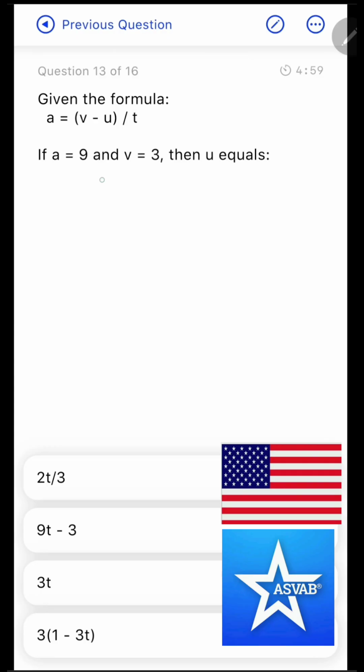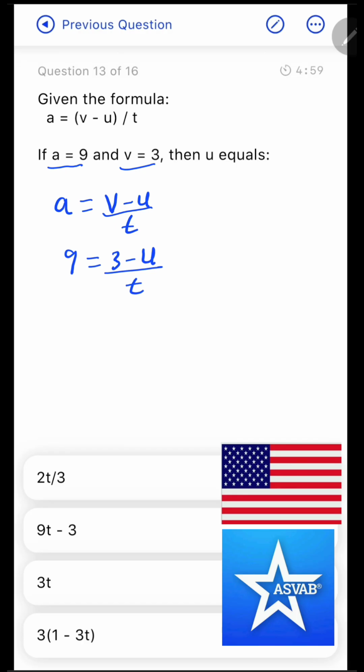So we're going to solve for the value of U from this equation after we replace the value of A as 9 and the value of V as 3. The given equation is A equals (V minus U) divided by T. From the equation, it's clearly given that the value of A is going to be 9. So in place of A, we replace 9, equal to, in place of V, we replace 3. So this is going to be (3 minus U) over T.